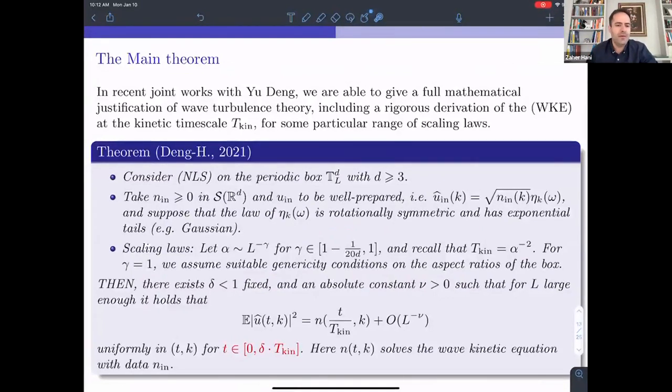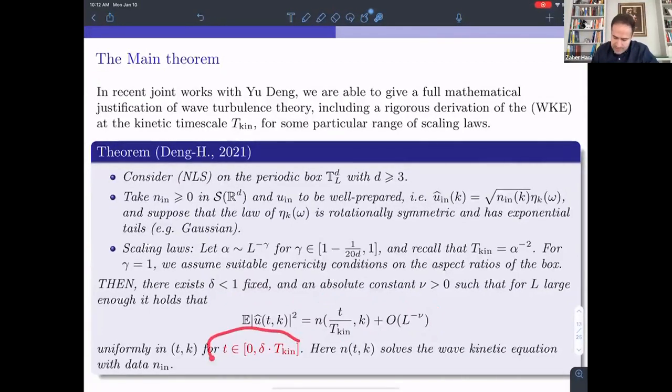Then we have the following. There exists a delta, which is fixed, smaller than 1, and an absolute constant nu, such that if L is large enough, we can approximate the variance of the solution of NLS by the solution of the wave kinetic equation up to an error that is order L to the minus nu. So this is exactly what we want in our approximation. This is exactly the equation that I called approx before.